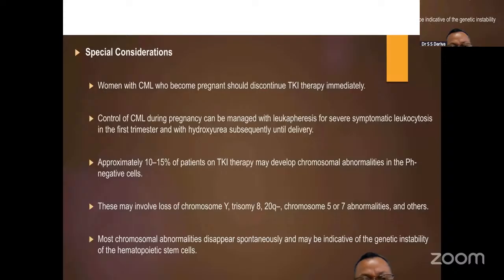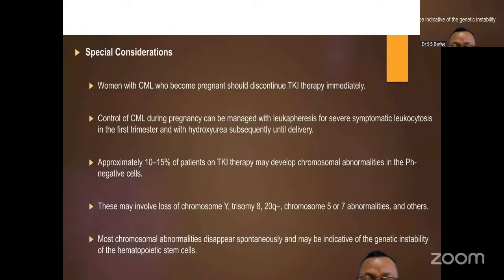A few last slides are on special considerations. If a woman with CML becomes pregnant, we should discontinue the TKI therapy immediately. Then how will we control it? Control of CML with leukapheresis for severe symptomatic leukocytosis in the first trimester, and subsequently we can give hydroxyurea until the delivery.